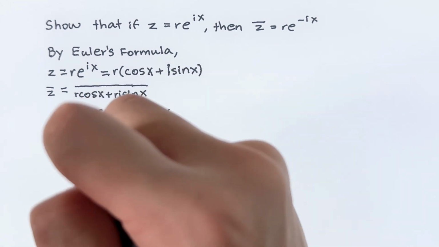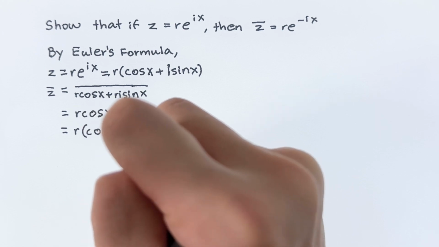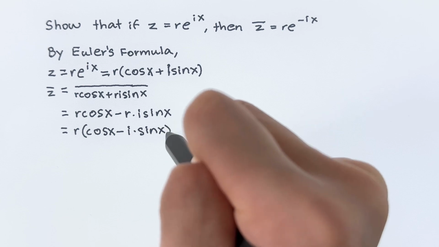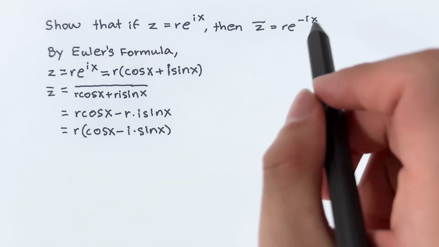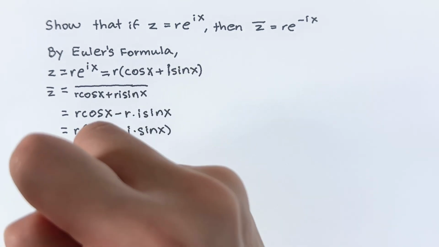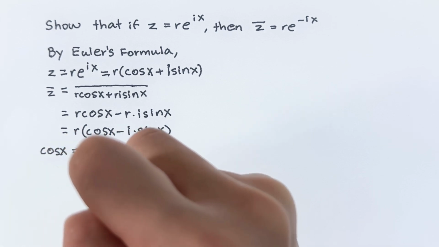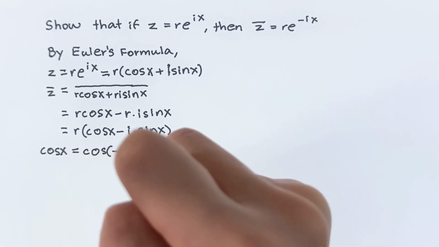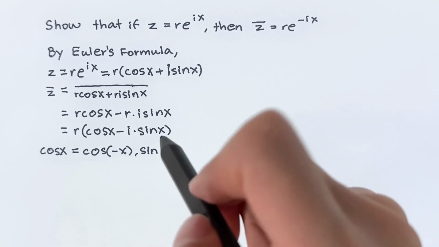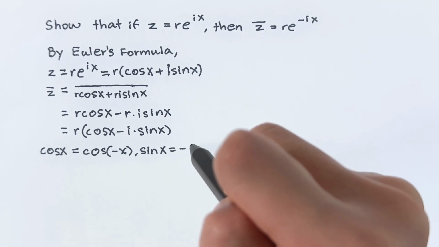And then we can factor out the r. So this equals r times cosine of x minus i times sine of x. Then notice that there's a negative here. But then by properties of cosine and sine, we know that cosine of x equals cosine of negative x, and sine of x equals negative sine of negative x.